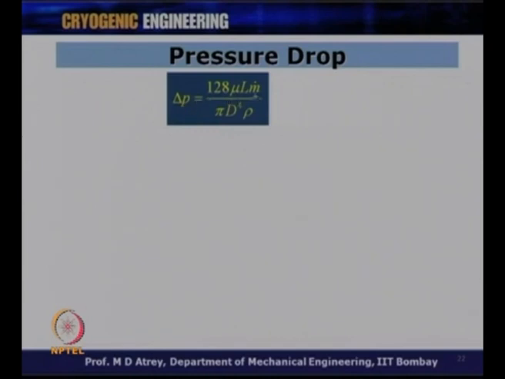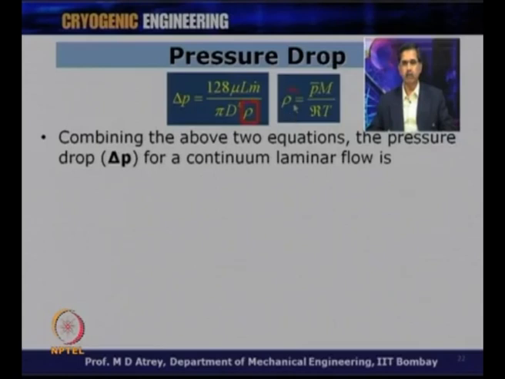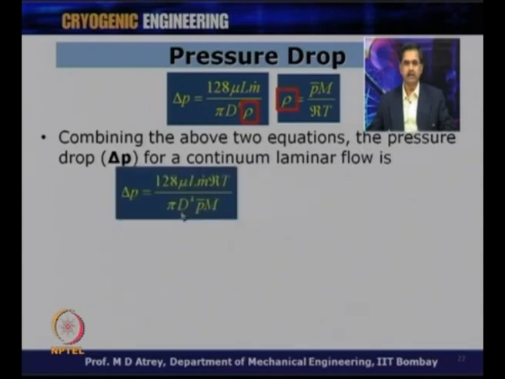So, we have found that for this continuum region, Knudsen number less than 0.01, delta P is 128 mu L m dot upon pi into d to the power 4 into rho. We know also rho is equal to P m by R T, and if I put the value of rho over here, combining the above two equations, the pressure drop delta P for a continuum laminar flow is this.